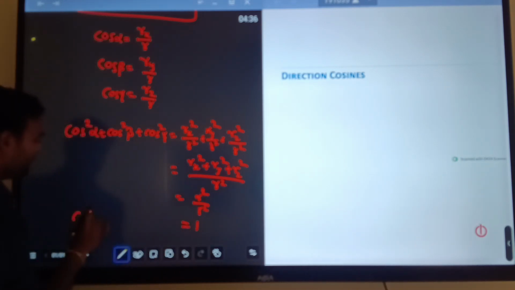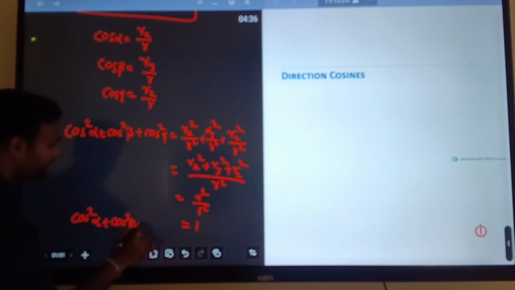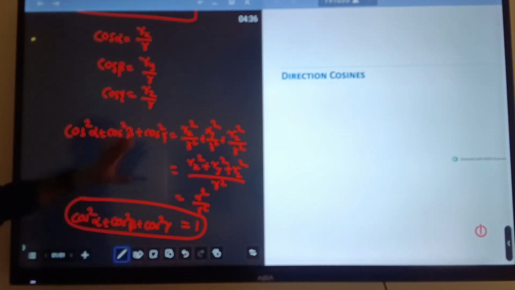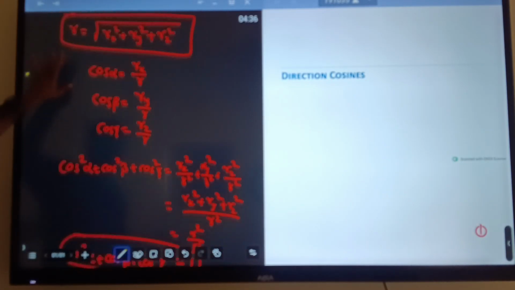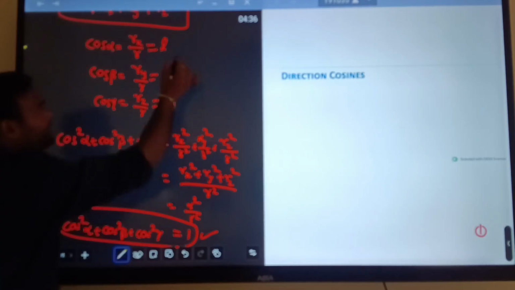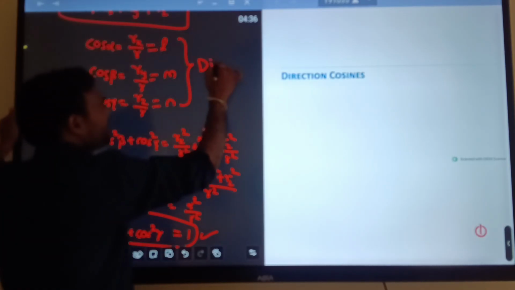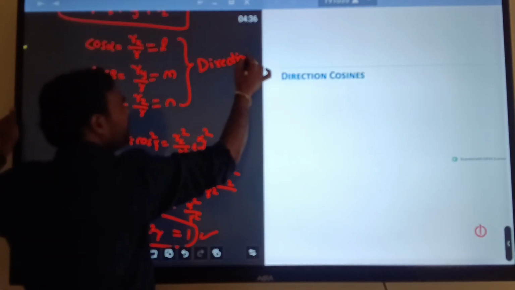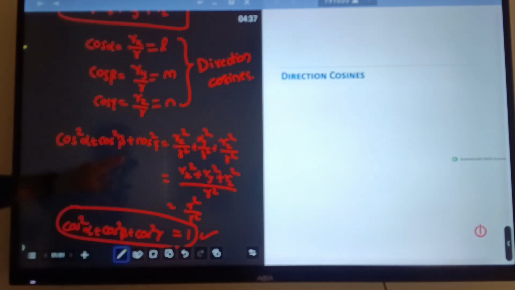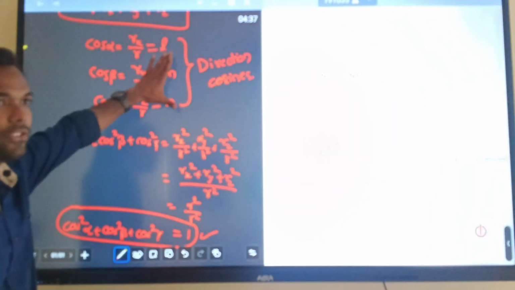That is, cos square alpha plus cos square beta plus cos square gamma is equal to 1. This is the condition for direction cosines, and these, let us assume L, M, N, are known as direction cosines. Then this is the final condition, and these are known as direction cosines. Clear?